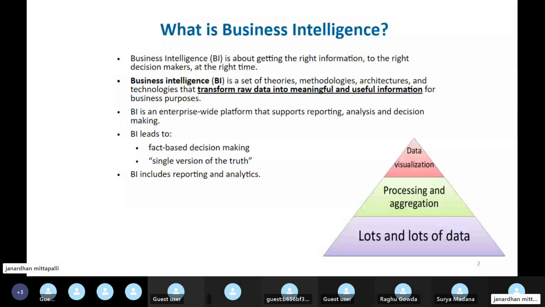And we have another definition also. BI is a set of theories, methodologies, architectures, and technologies that transform raw data into meaningful and useful information. You can even say directly, BI transforms raw data into meaningful and useful information. No need to add the theories, methodologies, architectures, and technologies. So you can say it in different ways.